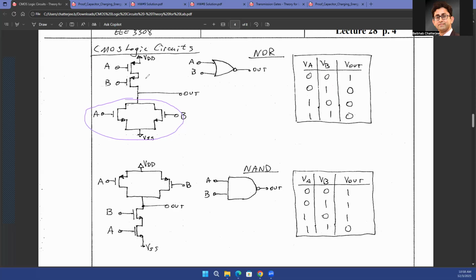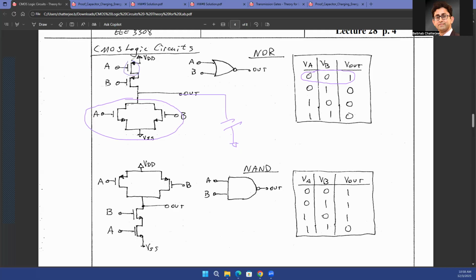And how do you know that that is true? Or that is what you want? When do you want the output capacitor to be charged or pulled up? There is only one scenario when you want that, when both of the inputs are 0, right? So when both of the inputs are 0, you know that the PMOS turns on. PMOS is the dual of the NMOS. The PMOS turns on when the input is 0. The NMOS turns on when the input is 1, right? And why does the PMOS turn on when the input is 0?